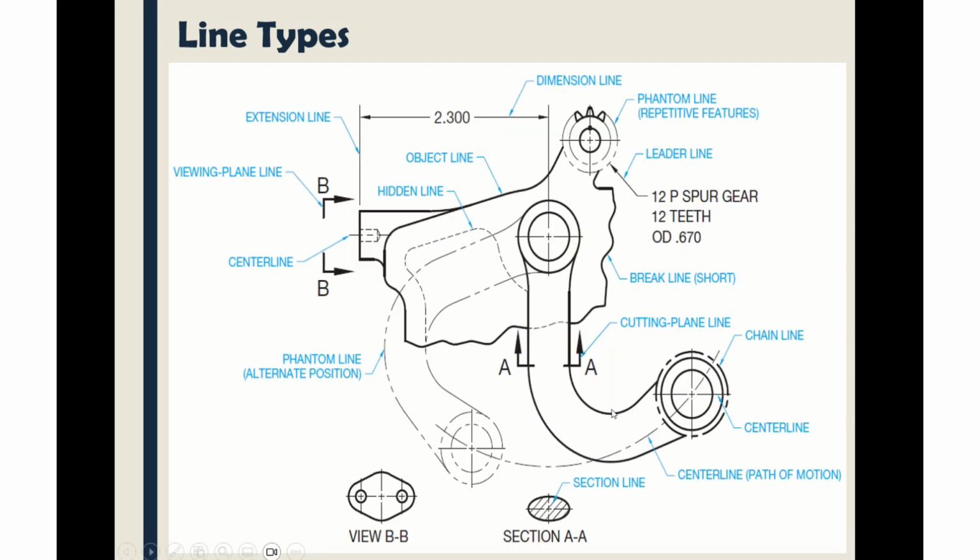Okay, you see some of the lines here. Looking at the figure, you see the extension line. You see the center line in this place. You see the phantom line, which is actually from the original shape. Okay, again you see the cutting plane line or the section line. So these are some of the lines you see in engineering drawing.